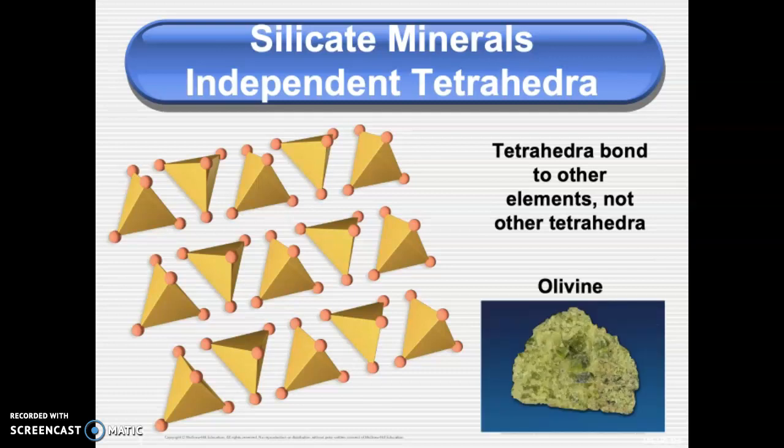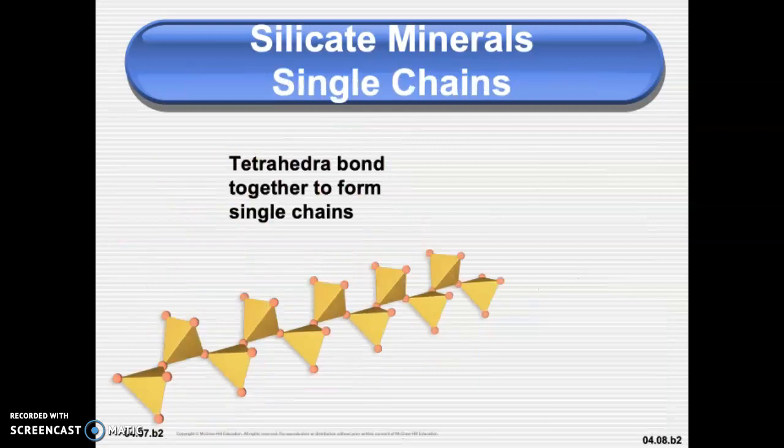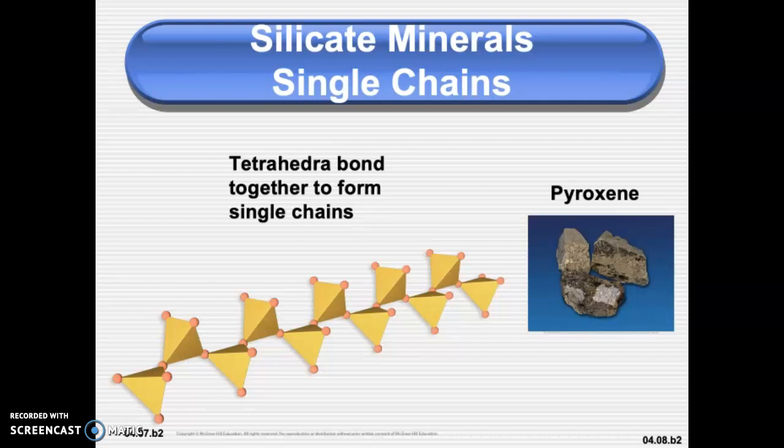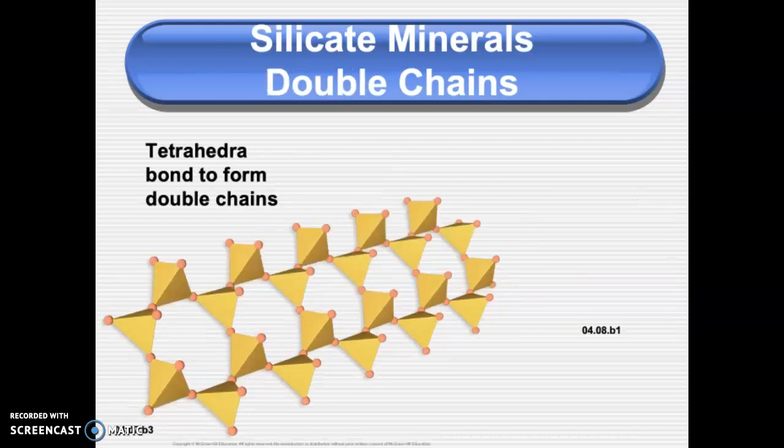Olivine is a mineral that's an example of this kind of structure. If you hook the corners of the pyramids together, you can put them into a chain. And you can make a single chain. You can make a double chain. So you can see two chains are linked together.